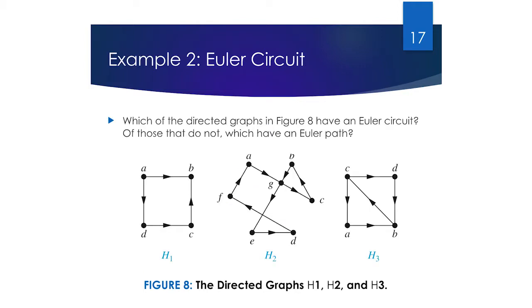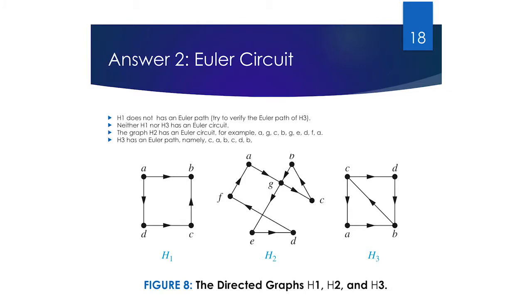So let us take another example. Which of the directed graphs in figure 8 have an Euler circuit? Of those that do not, which have an Euler path? The graph H2 has an Euler circuit. For example, we go from A to G, then to C, then to B, then to G, then to E, then to D, and then to F, and then to A.